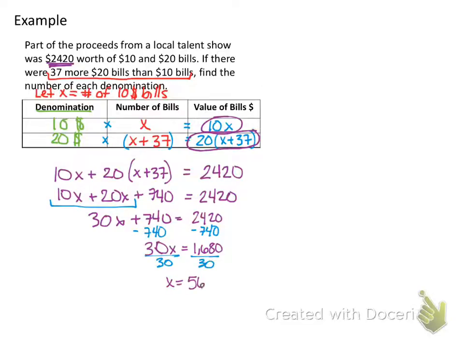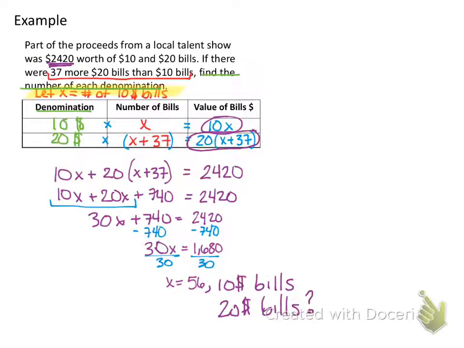What does that tell me? Going back to what we defined our variable as, x is the number of $10 bills. That means there are 56 $10 bills. What was the question? Well, it says find the number of each denomination. So I've got the number of $10 bills. How many $20 bills were there?